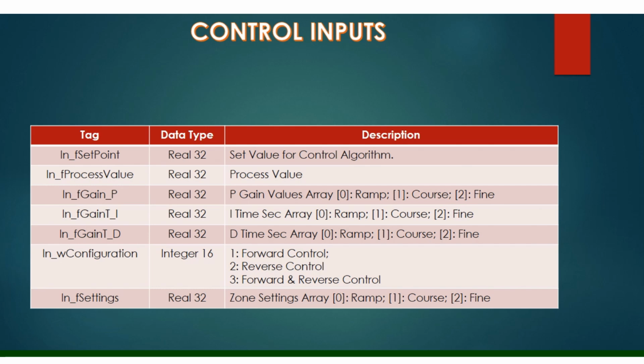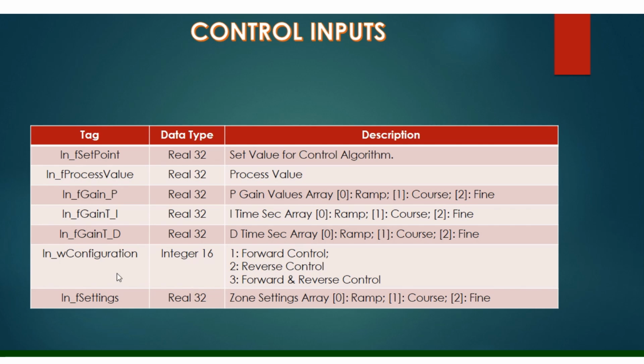So the inputs are: you have to apply the set value. This will be a Real 32 type of variable. The process value, your input value, the temperature value or whatever you are using to get it controlled, will also be a Real 32. The gain values will be in the form of an array. That means for the 0 entry, this P gain will be applied for the ramp zone, the second one will be applied for the coarse zone, and the third one, array number 2, will apply for the fine zone. Similarly, I and D values will also be applied separately for the ramp, coarse and fine.